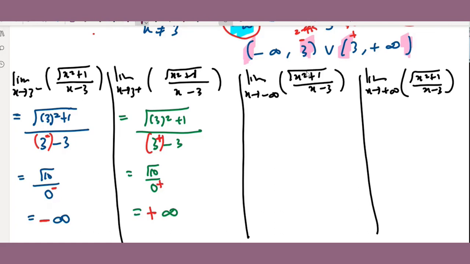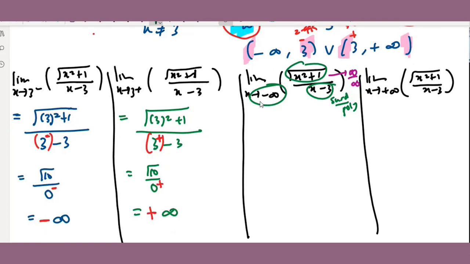Substitute directly. Substitute the square root, and you get infinity. And substitute this one, the denominator is also infinity. Infinity over infinity. This is considered an indeterminate form. If it is an indeterminate form, you check again. This is a function with a square root over a polynomial.